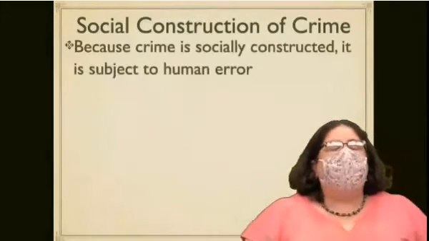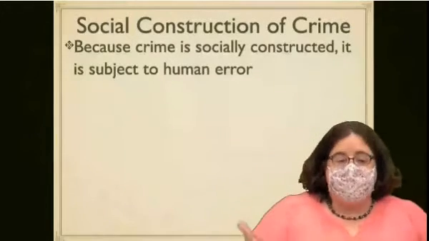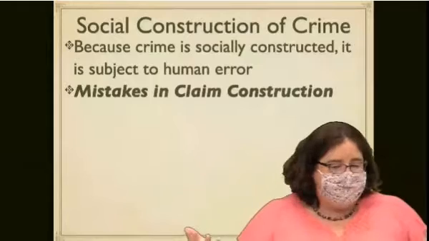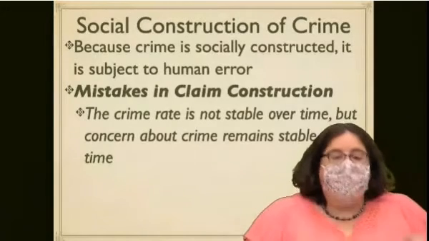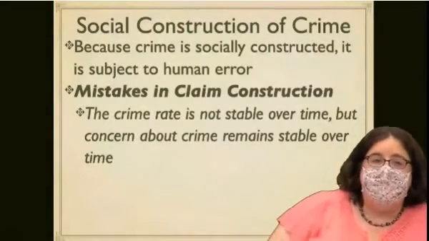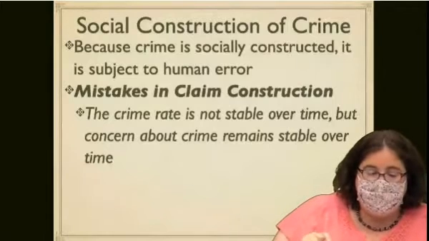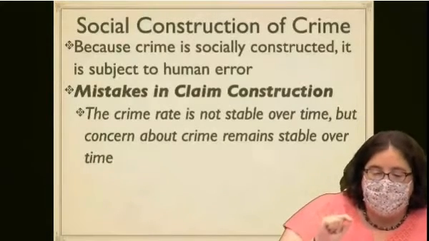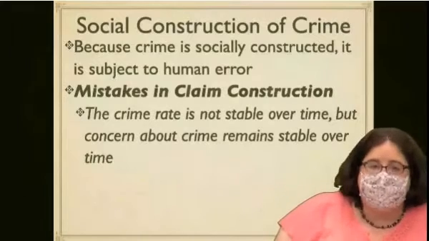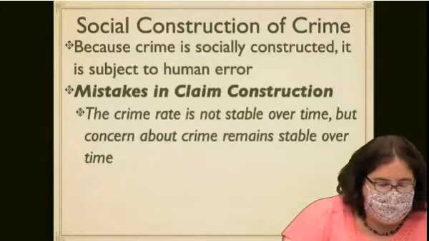Because crime is socially constructed, because we define what it is and we create it, it's subject to human error, meaning people make mistakes all the time when they make claims about crime. So, for example, the crime rate is not stable over time. The crime rate has changed over time, but concern about crime has remained stable over time. In other words, people's concern about crime has been steady, even in the face of evidence that crime is actually decreasing significantly across the United States. So I'll let you guys write that down. Then I have some graphs to illustrate this.